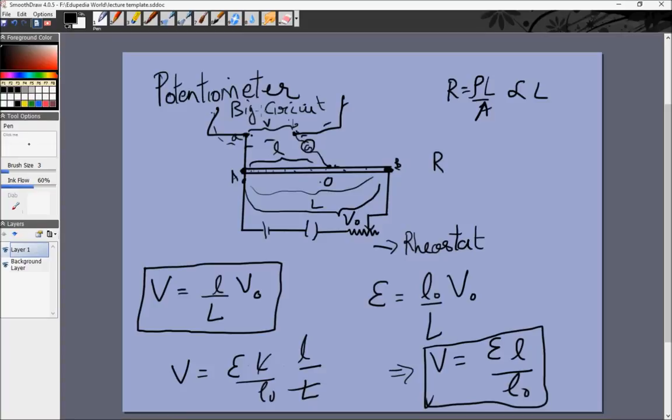Now what you can also do is compare the EMF of two different batteries like this. If you attach a first battery, the equation you'll get is E1 is equal to EL1 by L0, and then E2 will be EL2 by L0. From that you can get E1 by E2 is equal to L1 by L2. So if you know the EMF of one battery, you can measure the EMF of a second battery by connecting both of them to the circuit at different times and seeing the relationship between the lengths.